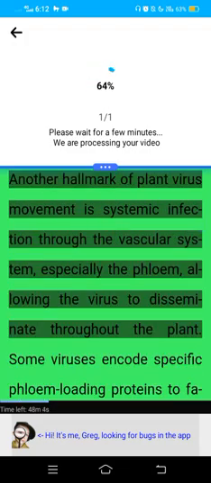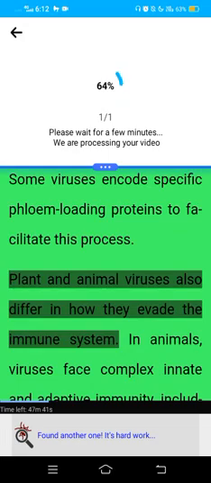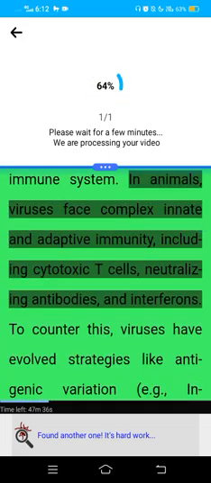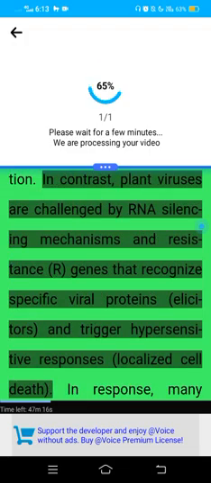Another hallmark of plant virus movement is systemic infection through the vascular system, especially the phloem, allowing the virus to disseminate throughout the plant. Some viruses encode specific phloem loading proteins to facilitate this process. Plant and animal viruses also differ in how they evade the immune system. In animals, viruses face complex innate and adaptive immunity, including cytotoxic T cells, neutralizing antibodies, and interferons.